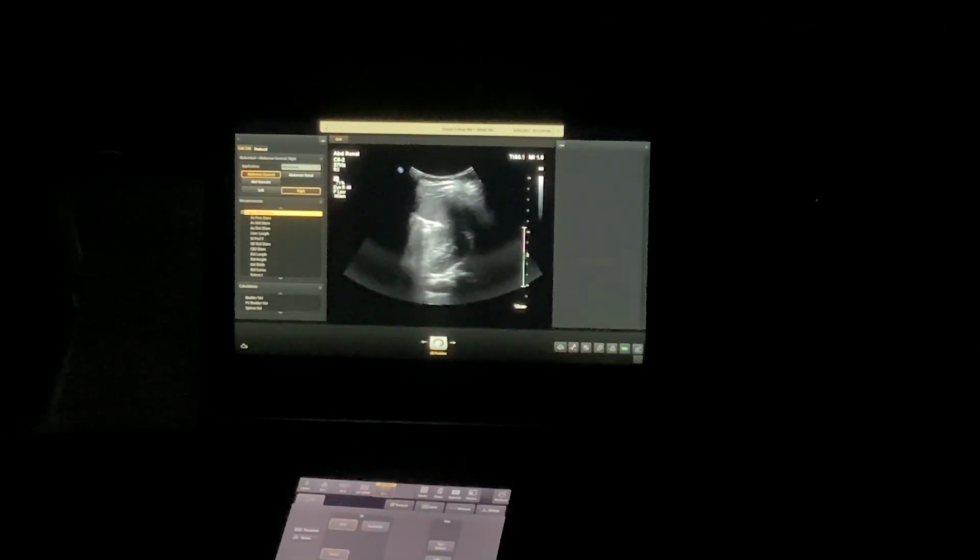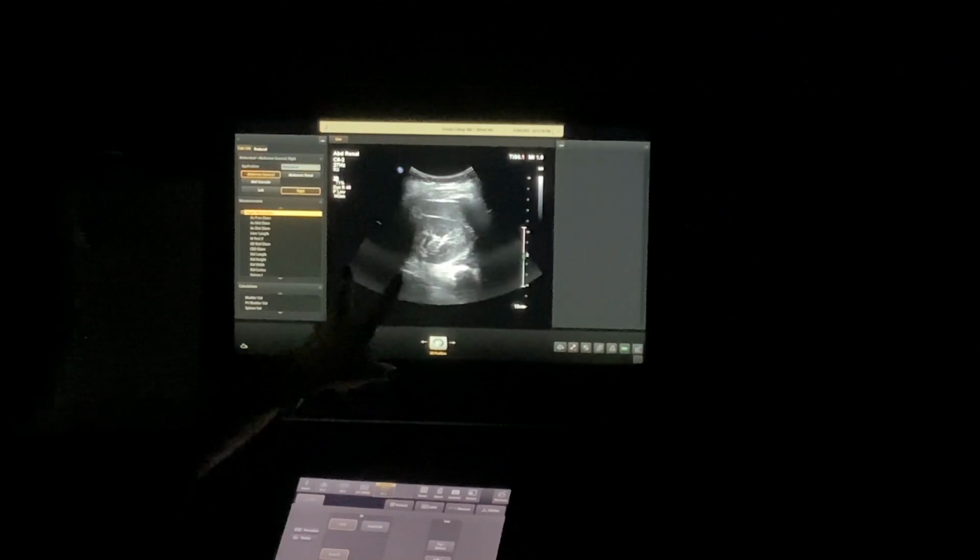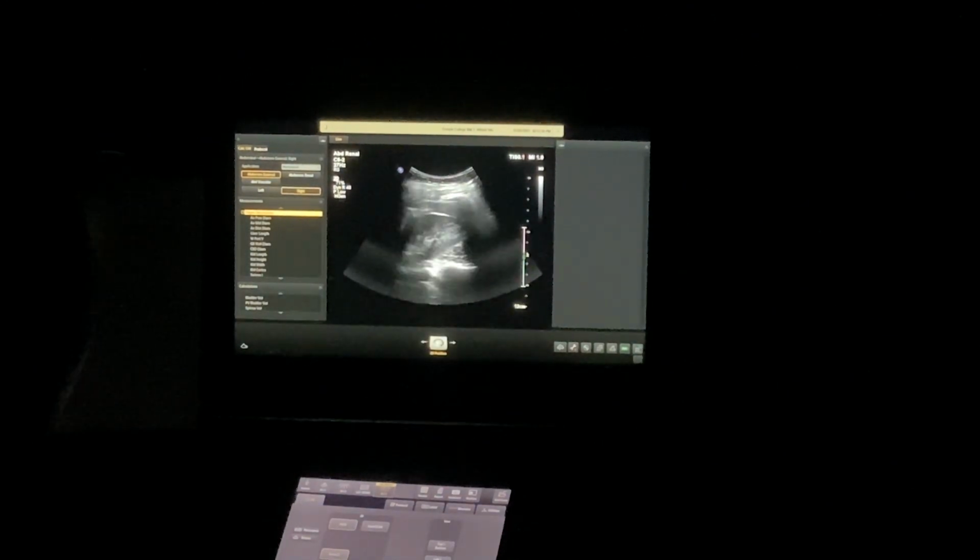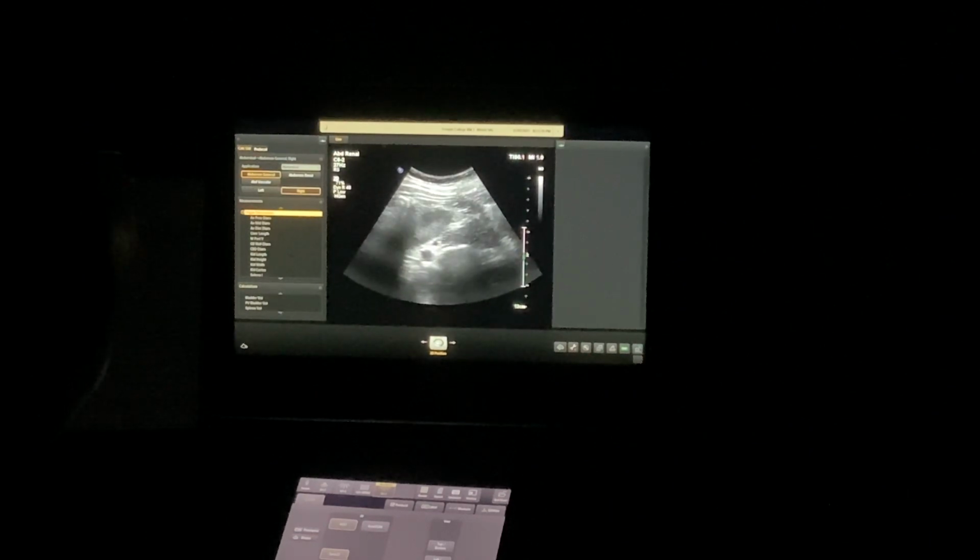Deep breath. So coming down through mid. Sometimes you'll have to just squeak it between the rib shadows. Here. And I'm going all the way through and back. And I'm going to run away from this gas shadow again.